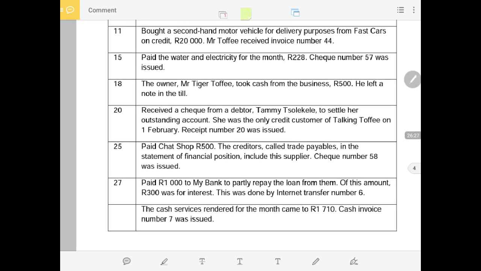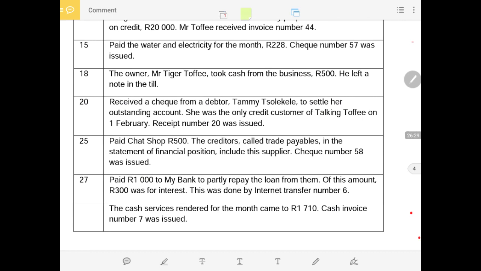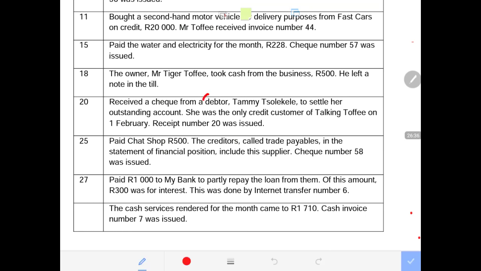A bit easier question. It says we received a check from a debtor. Remember, what is a debtor? A debtor is someone whom we rendered a service to previously, and that person did not pay us. So if we rendered a service previously and the person did not pay us, that person is called a debtor or account receivable. And that is Temi Tsolekele, who came to settle her outstanding account.